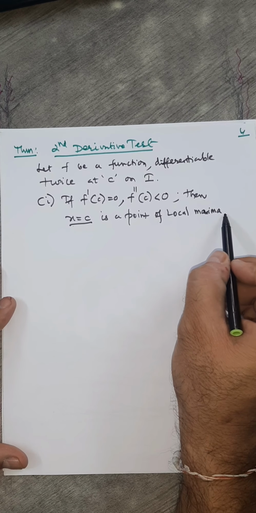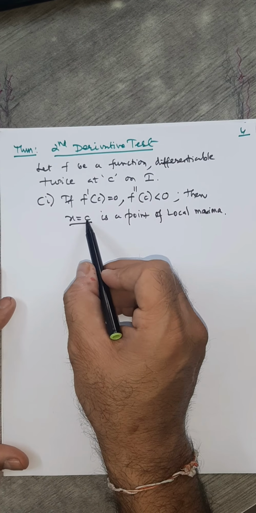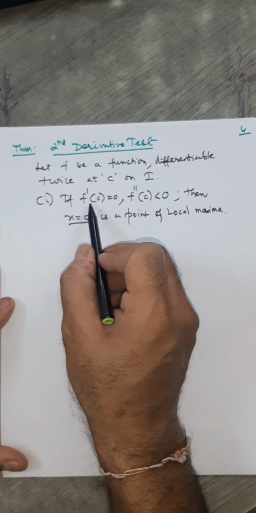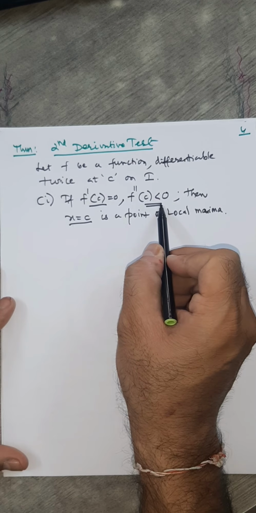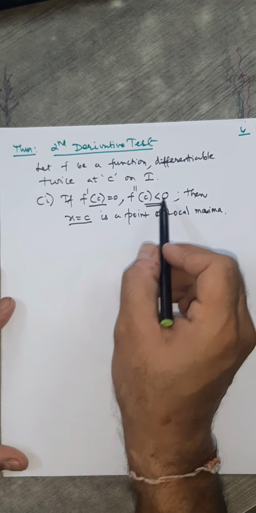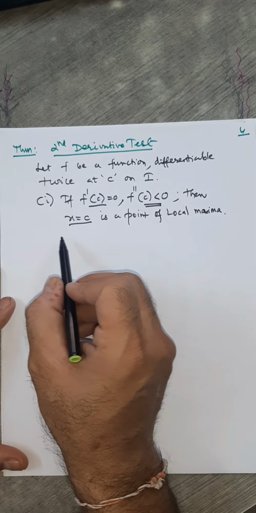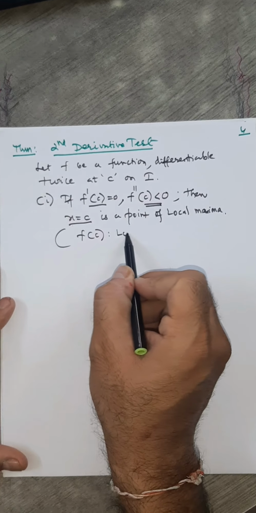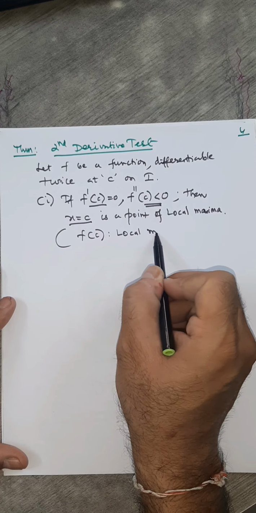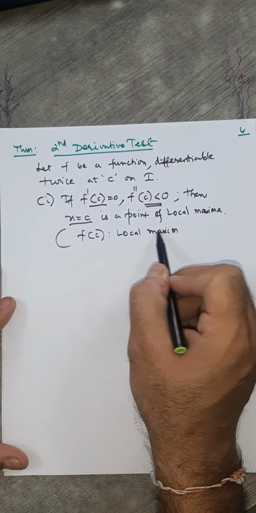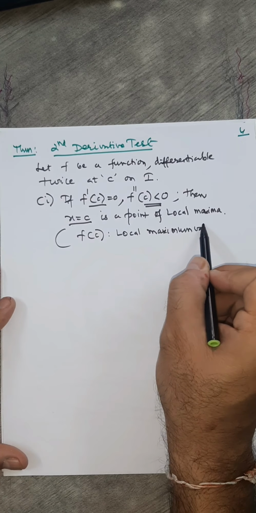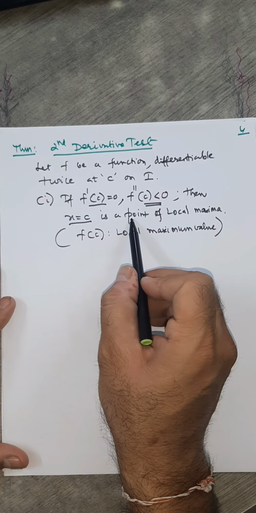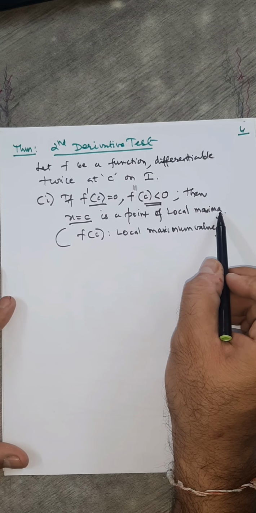What's the meaning of this? That means at this place the function has a local maximum value. This is 0 and this is negative. Double derivative is negative. That's why this is called the second derivative test. That means f of c becomes a local maximum value. And where you will find that local maximum value is at c. That's why it's called a point of local maxima.